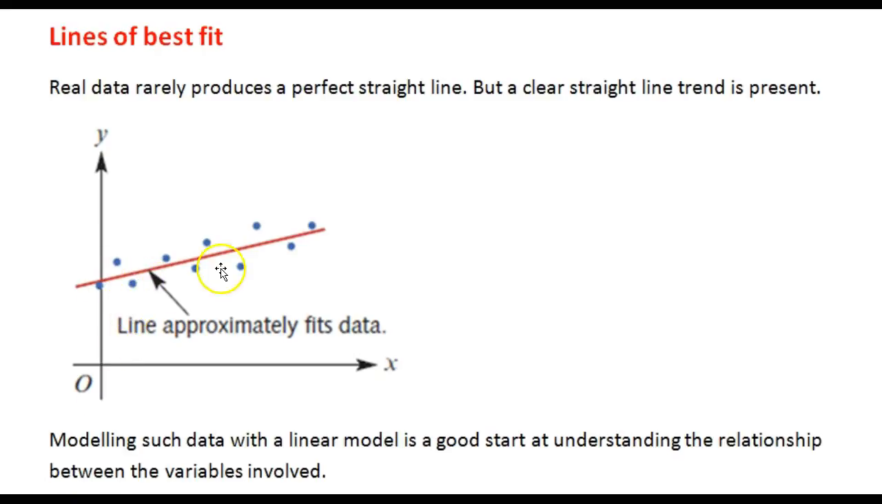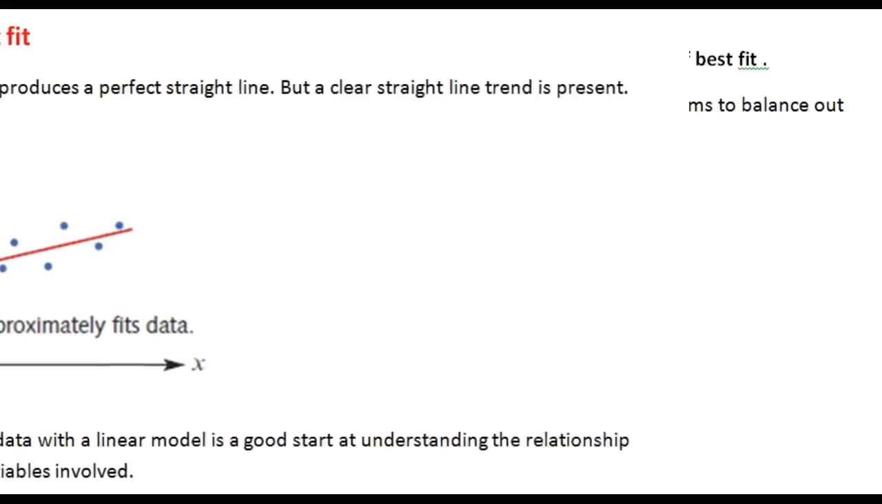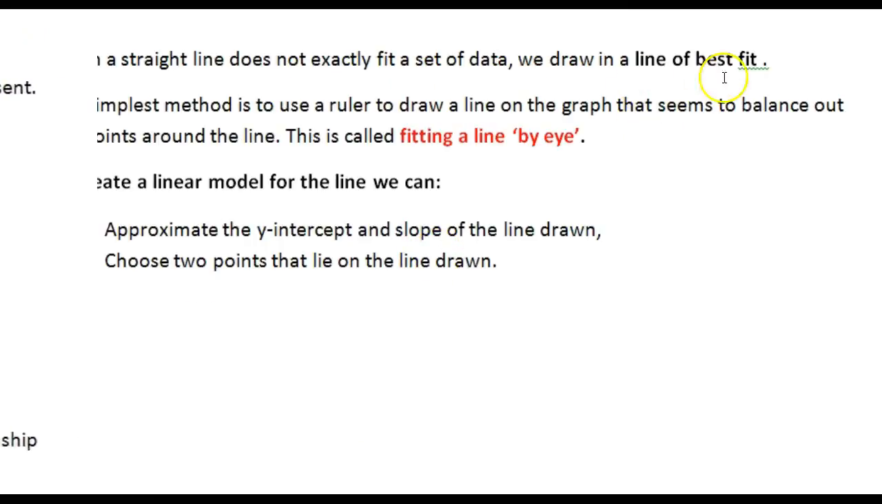Here we can see some data that clearly has a straight line trend, and we can see a line has been approximately fitted to it. This line is called a line of best fit. The simplest method is to use a ruler and draw your line on the graph that seems to balance out the points around the line. This is called fitting a line by eye.